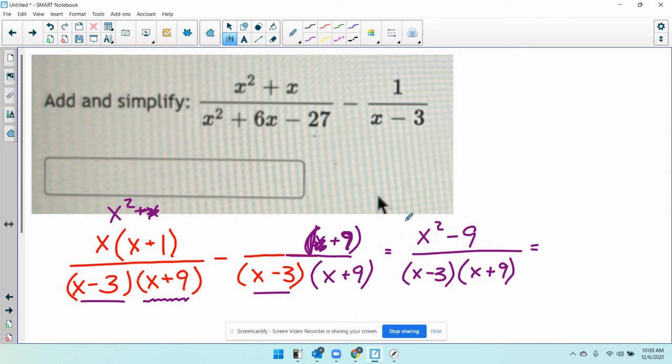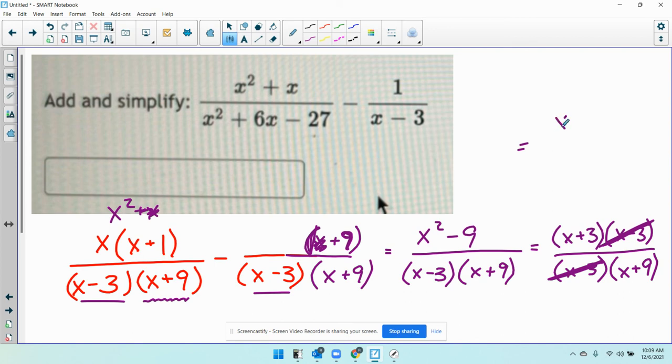But this factors. This is a difference of perfect squares. So this is going to be x plus 3, x minus 3. Whoa. I have the same factor on the top and on the bottom. So this x minus 3 crosses out. It's on the top and on the bottom. So this whole thing simplifies to x plus 3 over x plus 9.